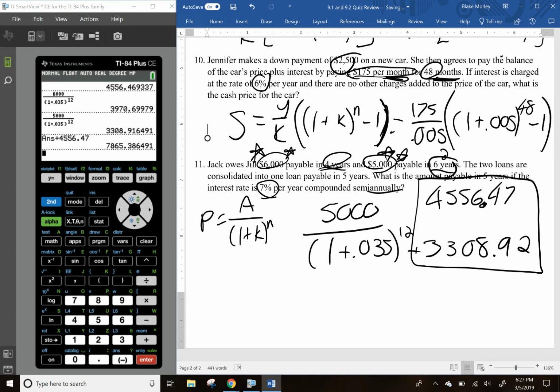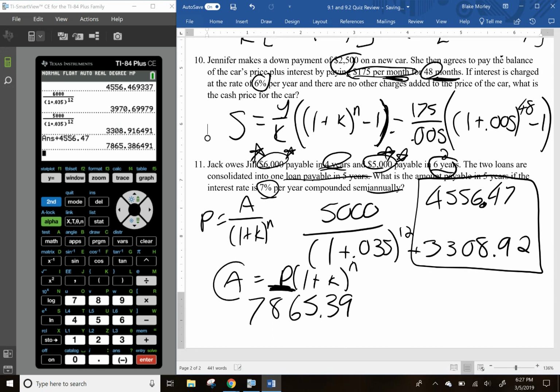$7,865.39. Now, what I'm going to do, because I still need to figure out what am I going to owe after 5 years if I consolidate them. So if that's the present value of my loans, that's what they're worth now, $7,865.39. Right? Note the formula that I'm going to use, my regular compound interest. I know what my loans are worth right now. I want to know what they're going to be worth in 5 years.